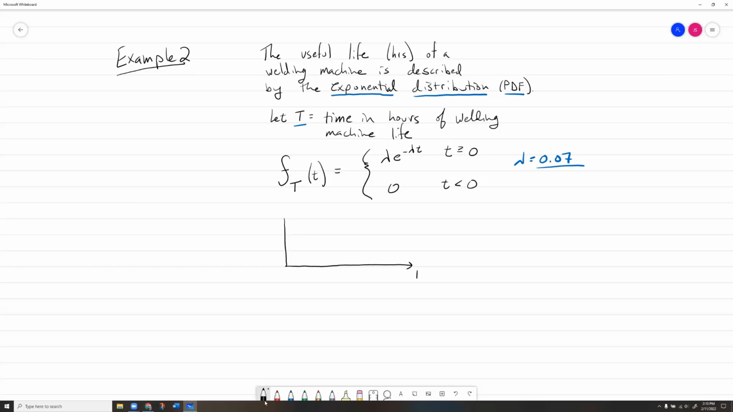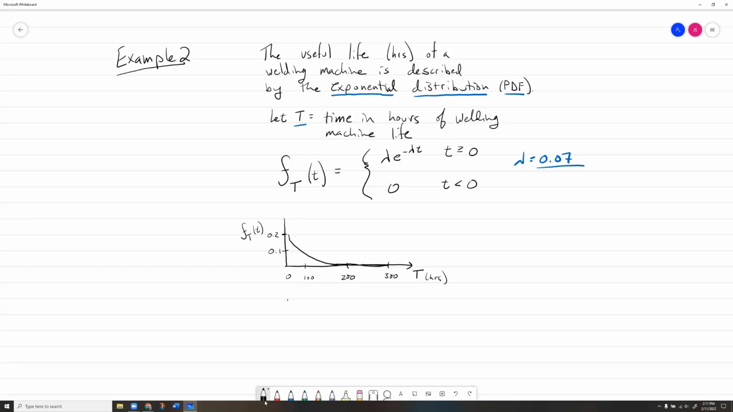So here is our random variable t, and we'll just say that it can range from 0 to 100 to 200, 300 hours. And then here are our density values. And then the distribution is just exponential decay, so it looks something like this. I don't know how quickly it decays, but it's going to go over there to some point.